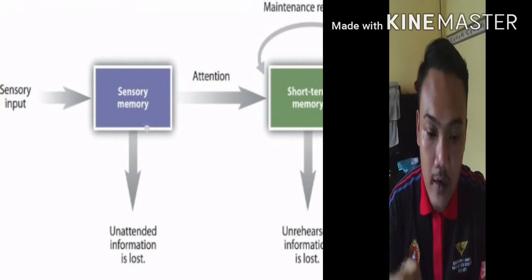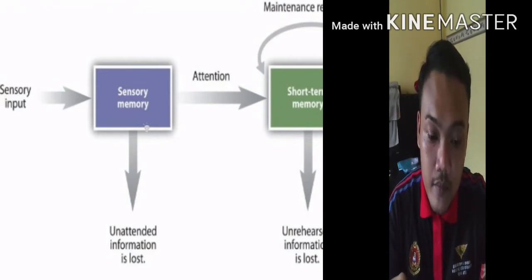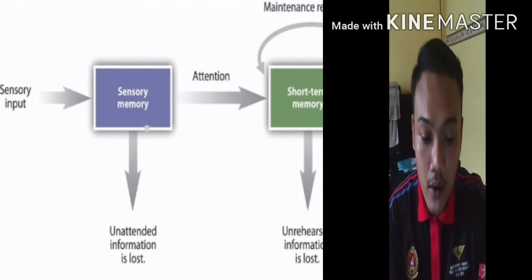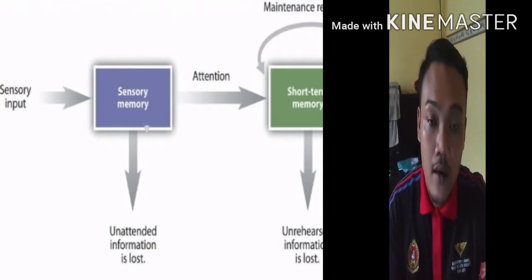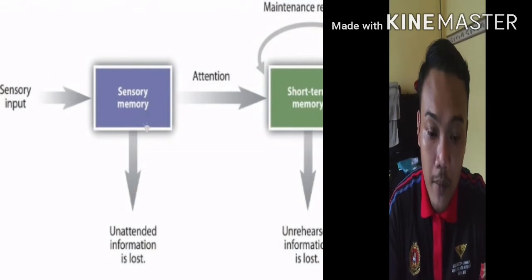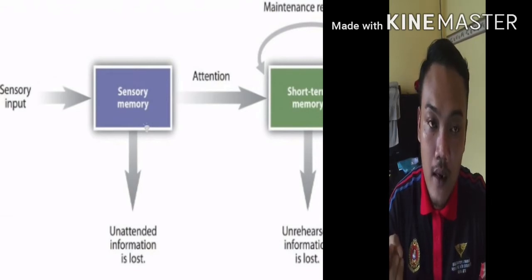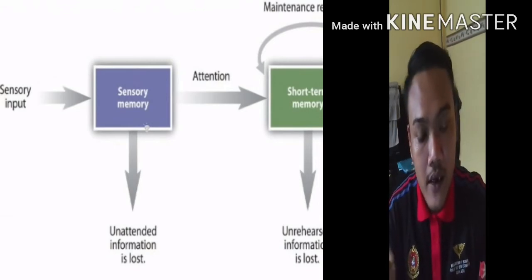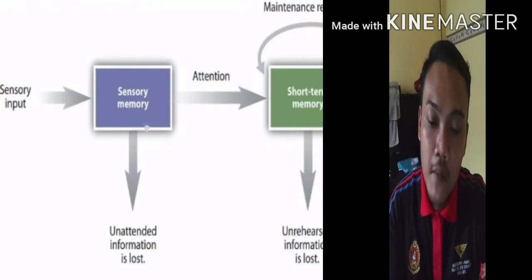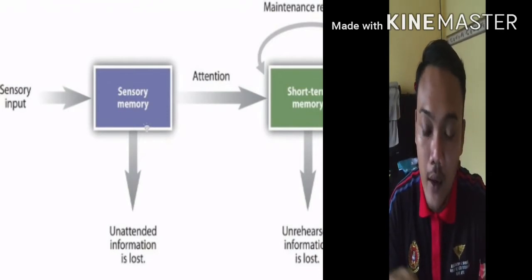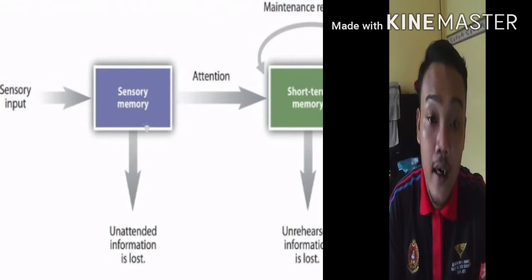So short term ni dia punya capacity dia limited. Kadang bila kita dah hafal kita ingat, bila kita dah keluarkan balik tu kita lupa. Ini short term memory. Okay, for the short term memory ni, kalau kita nak hafal atau kita nak ingat, kita kena repeat lah benda tu, kita tengok, kita kena baca balik semula. So benda tu kita akan tengok pada slide akan datang.